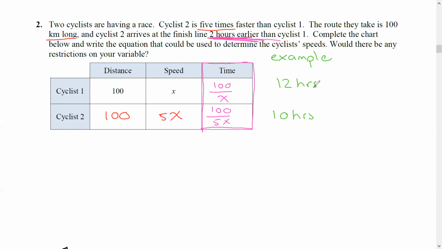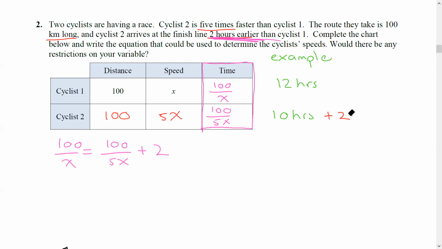Okay, but I'm making an equation, meaning I need to make these 2 things equal to each other. Well, there's a couple of ways I could make these equal to each other. I could add 2 to the 10 hours. 10 plus 2 is 12. That would be an equation. Okay, I'm going to write that out for the question. 100 over x, cyclist 1, their time is equal to the time of cyclist 2 plus 2 hours. There's one equation.